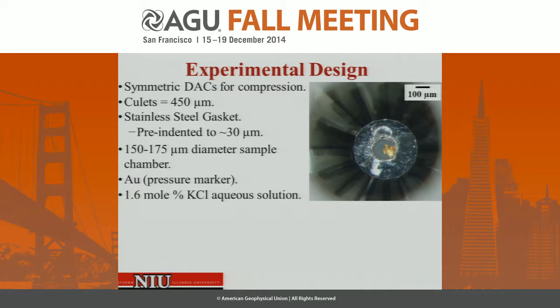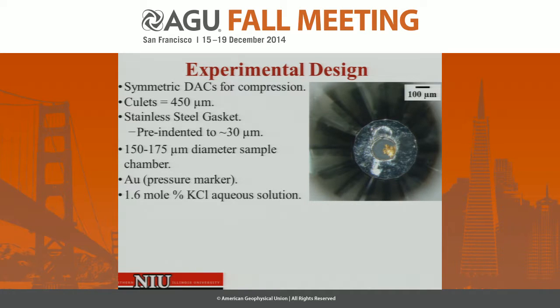That's this dimension from there to there. We would pre-indent a gasket. In this case, it was mostly stainless steel for the low temperature runs, to about 30 microns, and then we would drill a sample chamber in the middle, which is about 150 to 175 microns. Seal that in there, put in the gold, which is our pressure calibrant. I'll talk more about that in a second. And then put in the fluid.